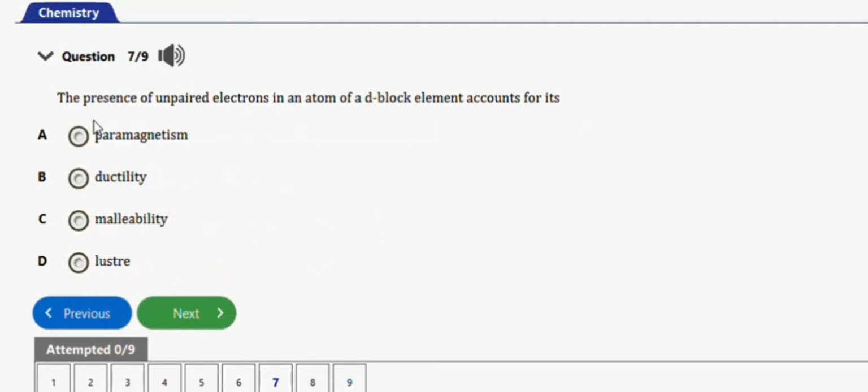It says the presence of unpaired electrons in an atom of a d block element accounts for paramagnetism. Yes, the right answer is option A. The next question will be this one.